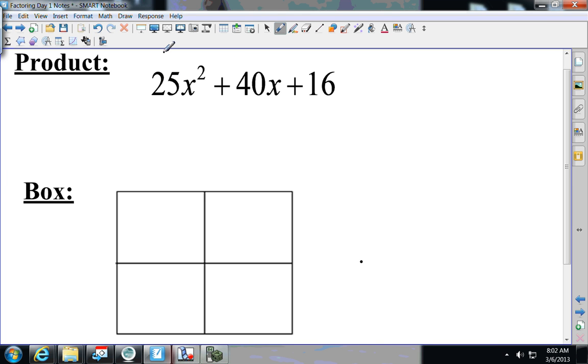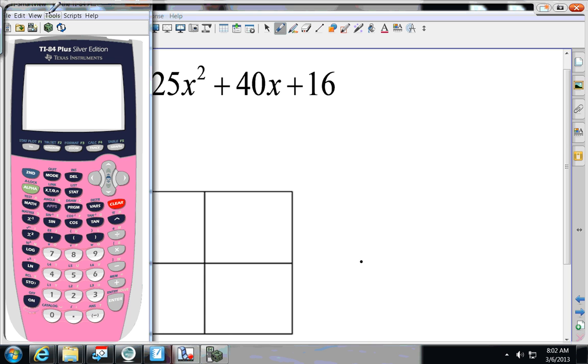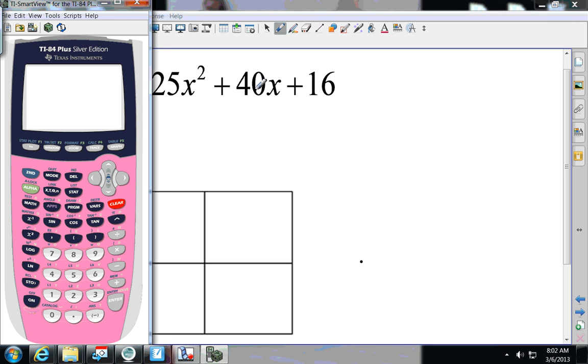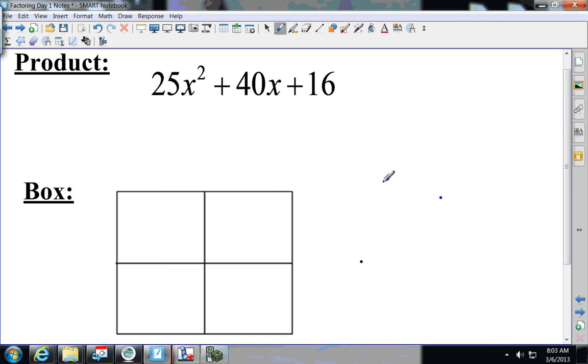I want to remind you that to find your GCF with the calculator, you can go to math, arrow over to number, 9 for GCD. I'll put in there 25, comma, 16. Enter. Oh, the GCF is 1. So there's nothing that goes into them? Oh, well, that's yucky. All right, well, then let's start from there.